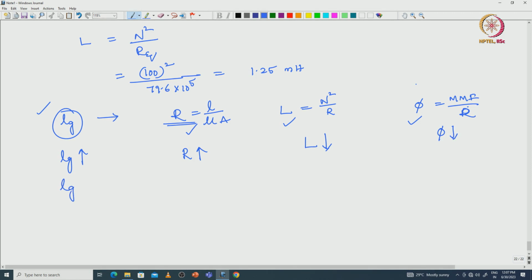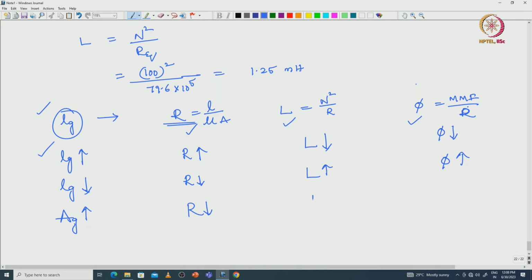If we decrease the length of the air gap, the opposite of what we have already seen for increasing the air gap length, reluctance will come down, inductance will increase and flux will also increase. Similarly, if we increase the air gap cross sectional area, Ag is increased, what will happen to the reluctance?